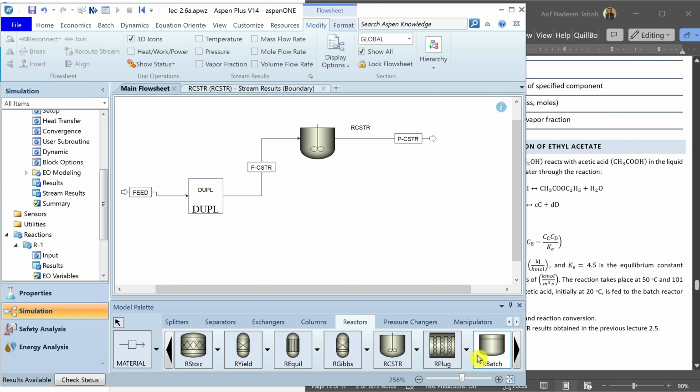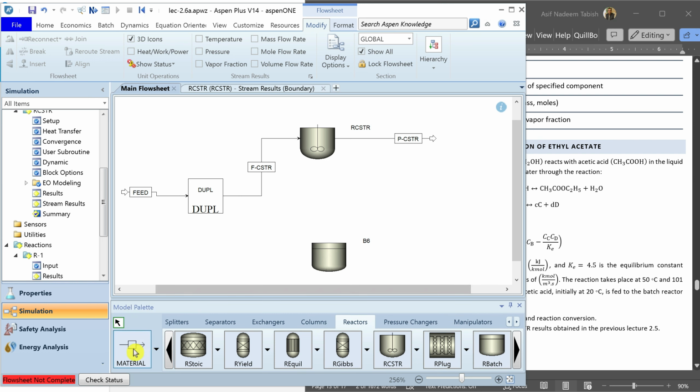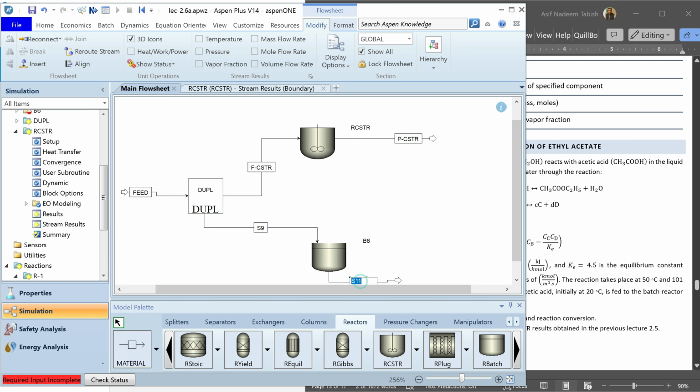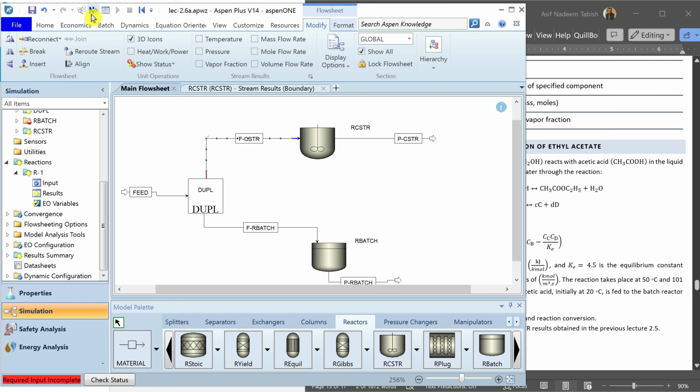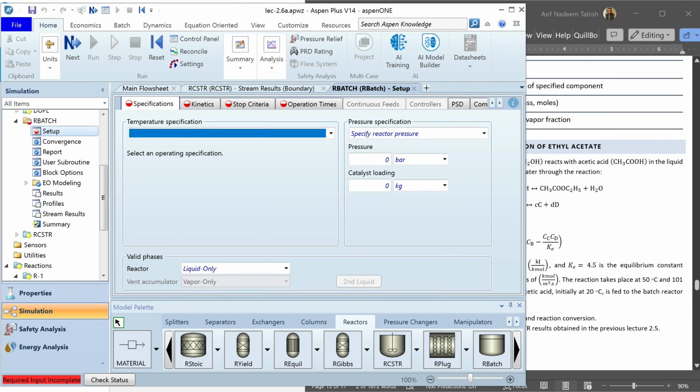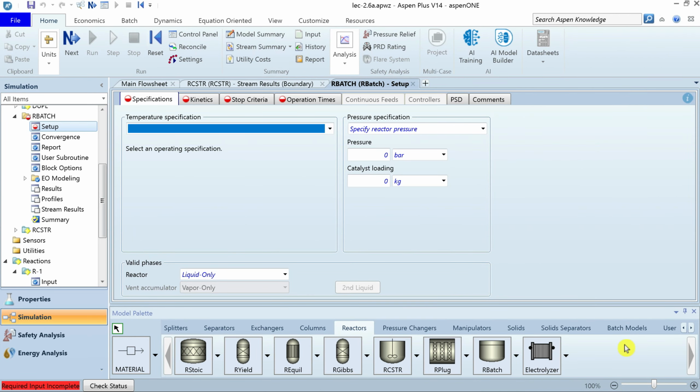Choose a batch reactor model from the reactors palette and connect it to the duplicator block. Rename the product stream as RBatch. This is the feed to the RBatch and this is RBatch. Let's proceed to the input form of the batch reactor and expand the window for a better view.